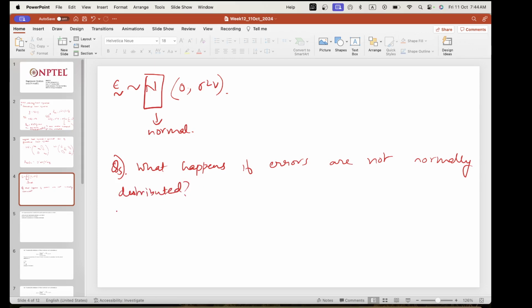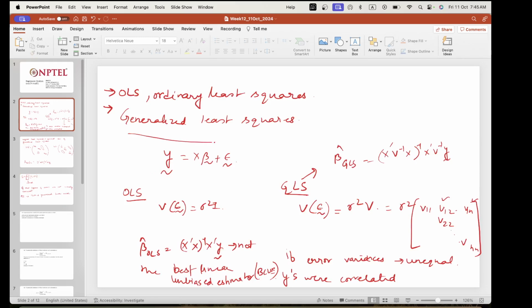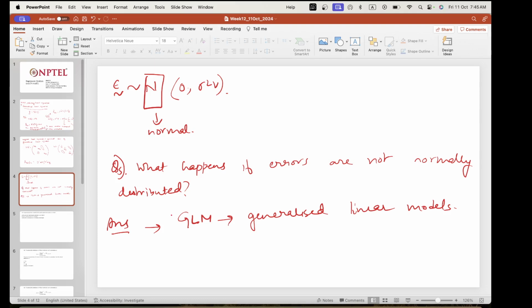This is the case which is typically solved by GLM or generalized linear models. This one was generalized least squares and this is actually generalized linear model.